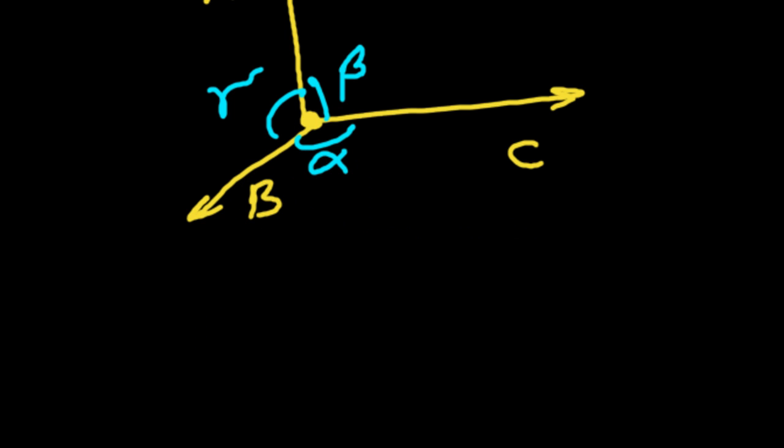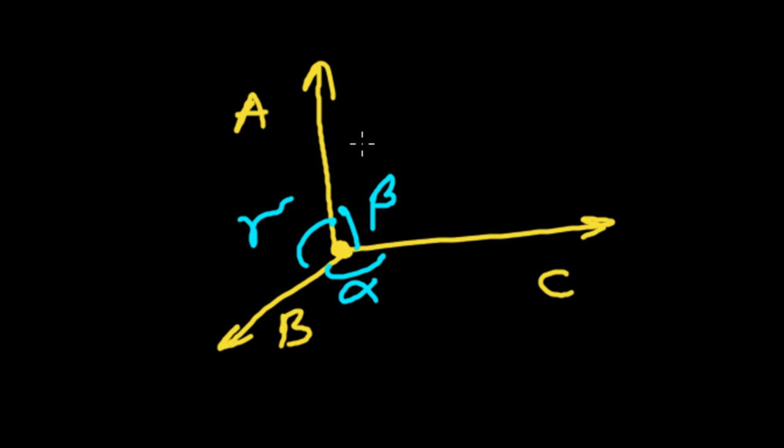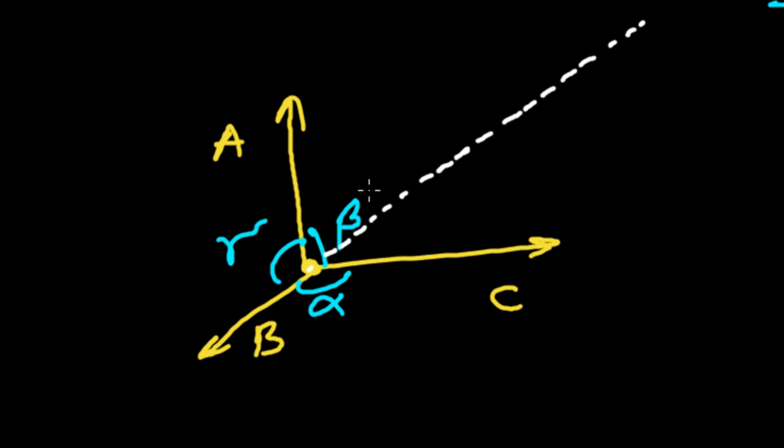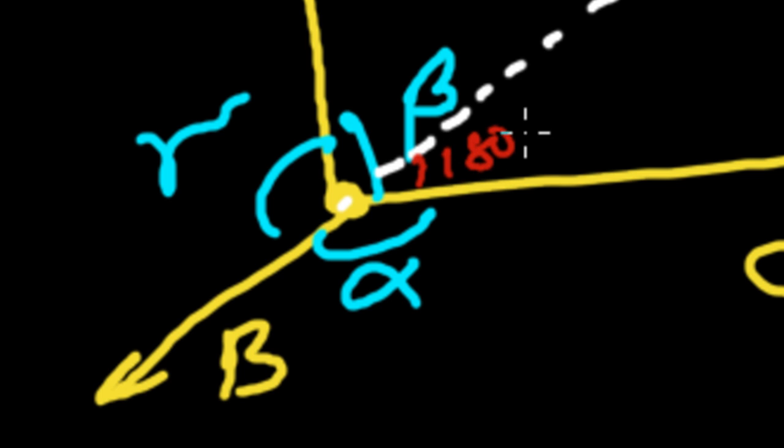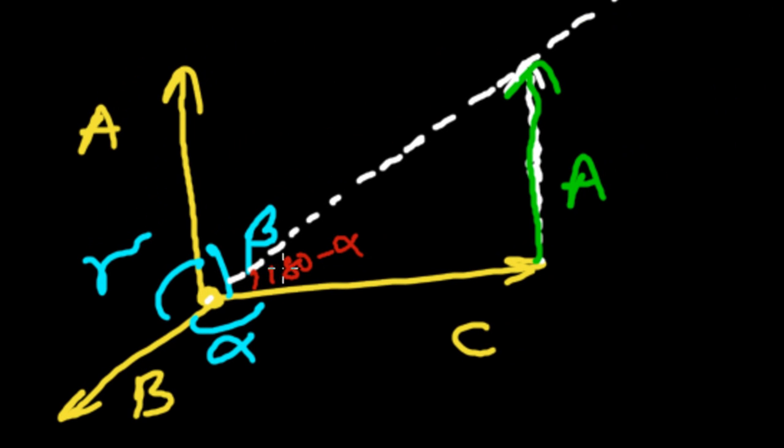I'm going to make a little construction here. I'm going to extend B a little more, up to here, and I'm going to shift A exactly parallel to this. This is force A. Now let's talk about the angles. Since this is a straight line and this is alpha, this must be 180 minus alpha. Now see, this is beta and these two are parallel, so by corresponding angles this will also be beta. So this must be 180 minus beta.